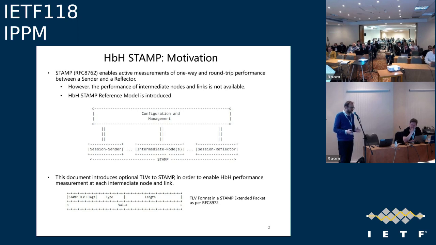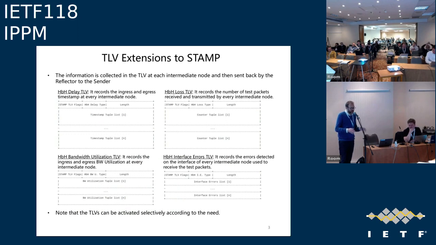So considering the reference model defined in RFC 8762, we want to add a new element, that is the intermediate nodes. This document introduces optional TLVs to enable this hop by hop performance measurement on each intermediate node. And the format follows, of course, the extended TLV according to RFC 8972. Next slide. These are the TLVs that the document defines. So the information is collected at each intermediate node and then sent back by the reflector to the sender.